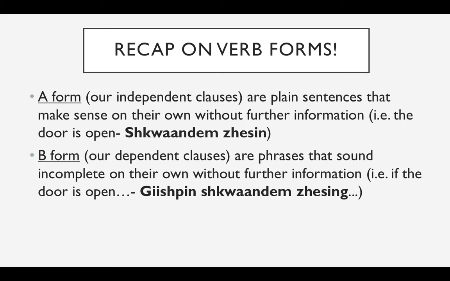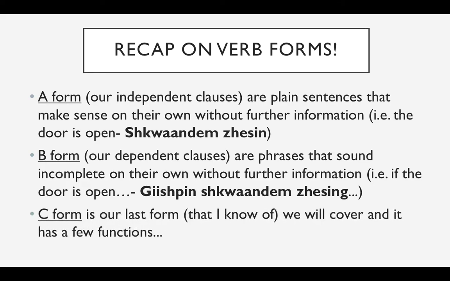Next is B form. Our dependent clauses are phrases that sound incomplete on their own without further information. For example, if the door is open, notice how without more information it feels incomplete, like you're waiting on something. This is why it's a dependent clause. It's reliant on further information.